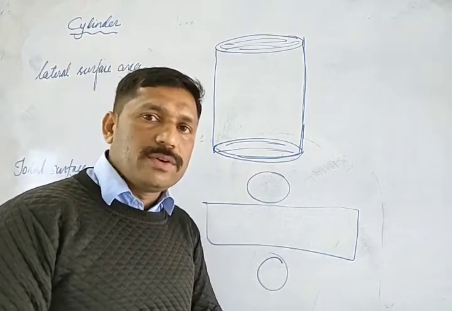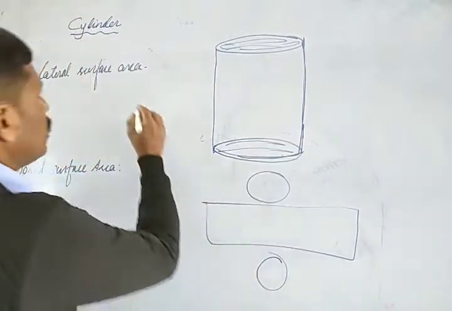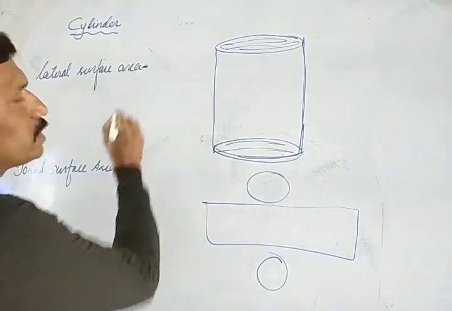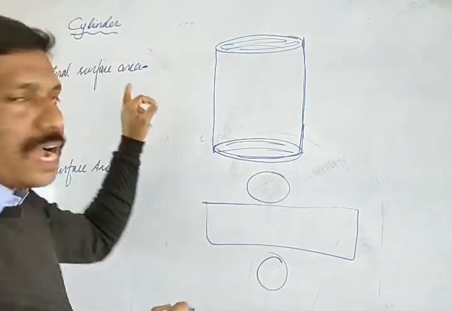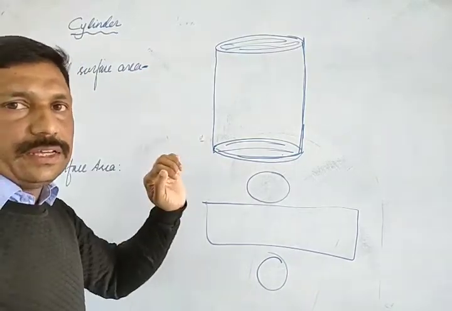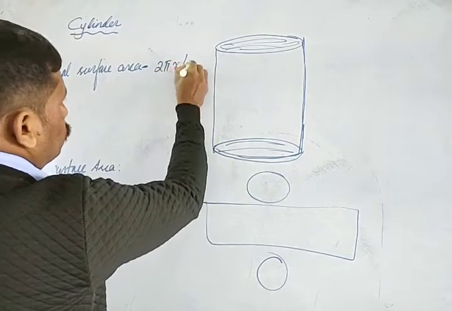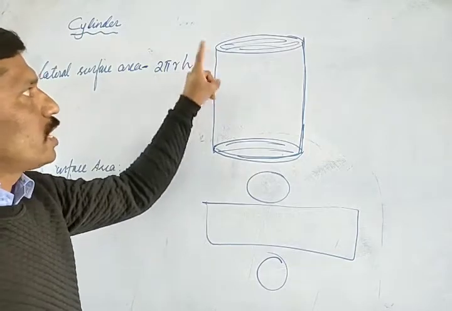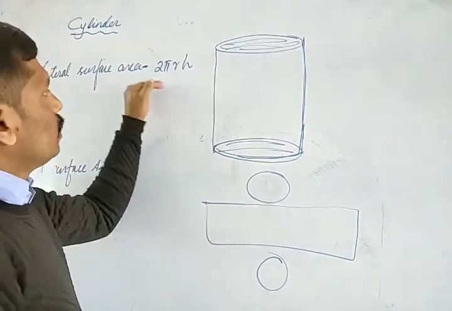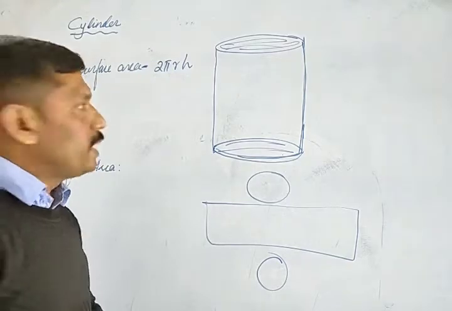Circumference formula, you know that it is 2 pi r and height is h. So lateral surface area, also called curved surface area, LSA is equal to 2 pi r h. 2 pi r means it is circumference and h is the height. Lateral surface area of the cylinder formula is 2 pi r h.